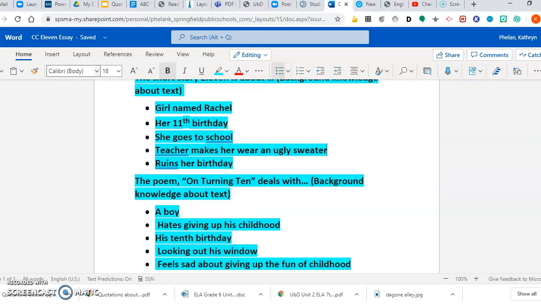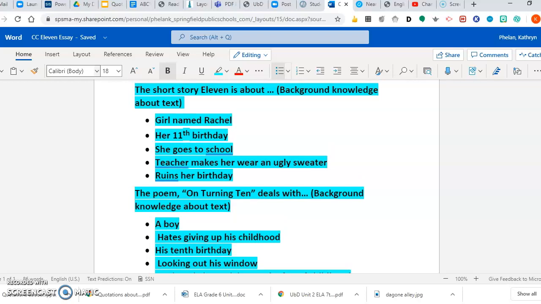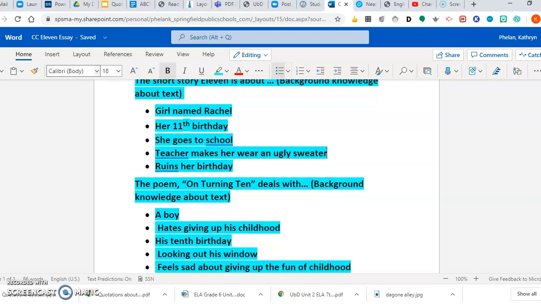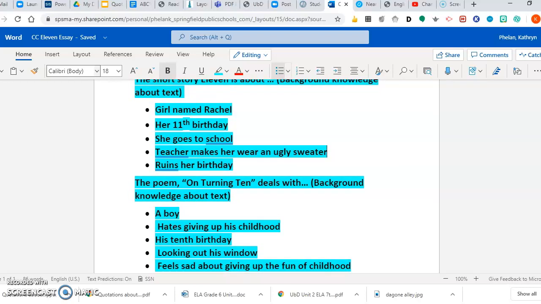So I want you to go in now and write your background sentences for the short story "11" and for the poem that we read, "On Turning 10." You have the details on the screen. You also have them outlined for you in your Word document or in the chat so that you can use those things to write those background sentences. So do that now. When you're done with this, you should be 3 sentences into your introduction. Do that now.